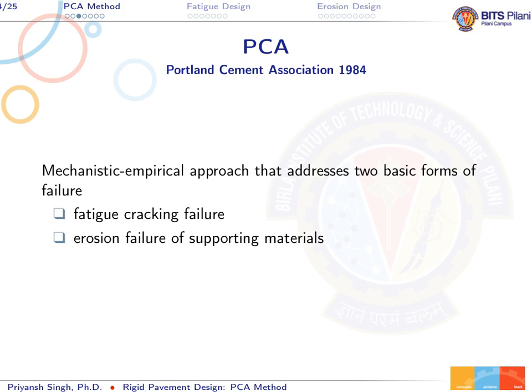Like we have seen in case of flexible pavement, we have two modes of failure, one due to fatigue and second due to rutting. Now, fatigue is also a problem in rigid pavement, although rutting doesn't happen in rigid pavement. But what can happen? Your subgrade or supporting layer can erode. That erosion may happen due to increase of moisture or any other phenomena due to weathering, etc. So this methodology addresses two modes of failure mechanism. One is fatigue cracking and second is the erosion failure of supporting material.